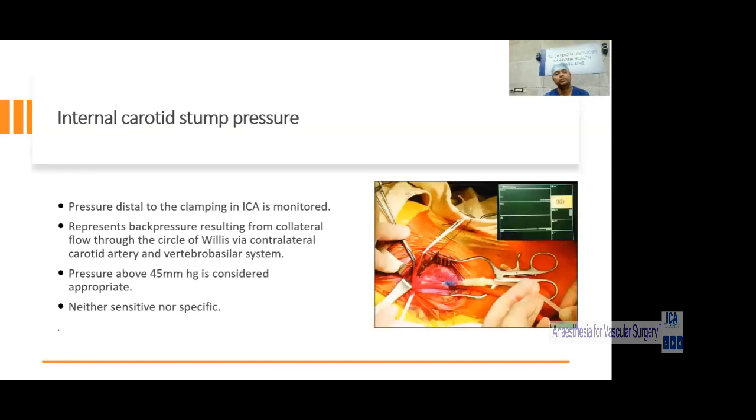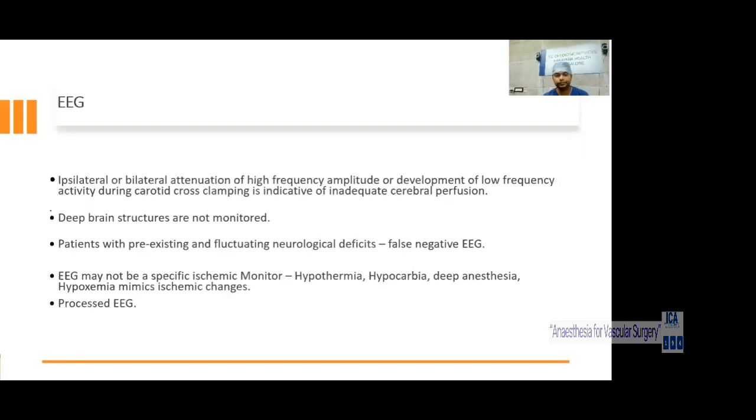Internal carotid stump pressure is basically the pressure distal to the clamping in the ICA, which represents back pressure resulting from collaterals. A pressure above 45 millimeters of mercury is considered appropriate. On EEG, attenuation of high frequency amplitude or development of low frequency activity during carotid cross clamping is indicative of inadequate cerebral perfusion. But deep brain structures are not monitored and it may not be specific.